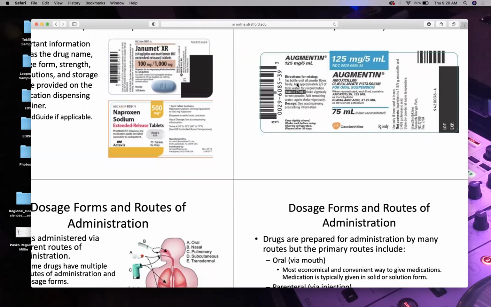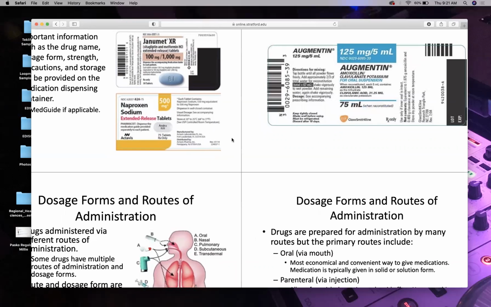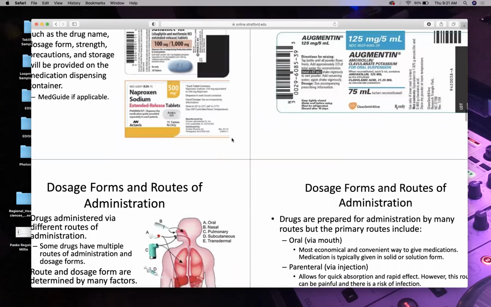directions. Now, sometimes, remember your anatomy and physiology when we talked about the different kinds of solutions, colloids and suspensions? Look for the directions for mixing because sometimes they want you to shake it up, okay? Like this one. Tap the bottle until all powder flows freely, and add approximately 2/3 of total water for reconstitution. So these are important things that are going on.